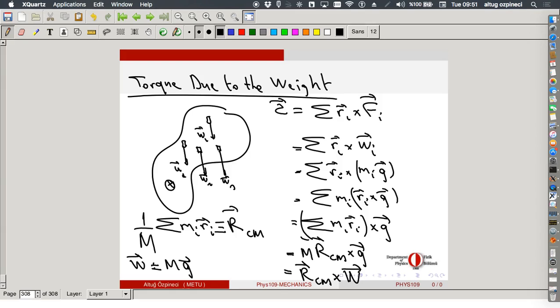So the weight of an object, assuming that g is constant, the weight of an object is a force, and if we want to calculate the torque due to the weight of an object, we can just assume that the weight is acting only at the center of mass. This is our proof. The weight actually acts everywhere on our mass, but the total torque created by the weight acting on every part is equal to as if all of the weight was acting on the center of mass of my object. So if I want to calculate the torque due to the weight, this would just give me the torque.